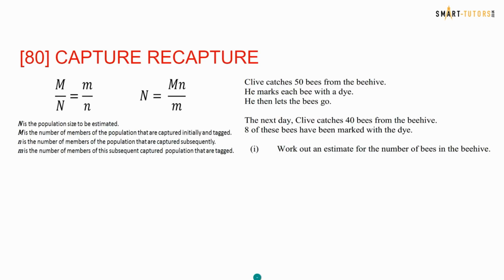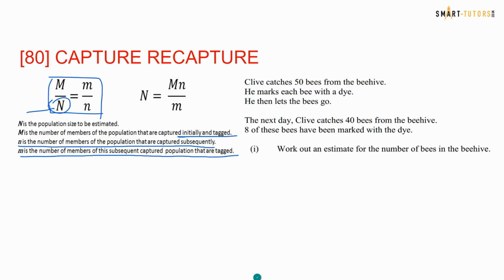Topic number 80, capture and recapture. So this is the only one formula you need to remember. The capital N is the total population size to be estimated. Capital M is the number of members of the population that are captured initially and tagged. Small n is the number of members of the population captured subsequently on the second day or something. Small m is the number of members of the subsequent capture population that are tagged. We will do this question and see how we can apply the formula.